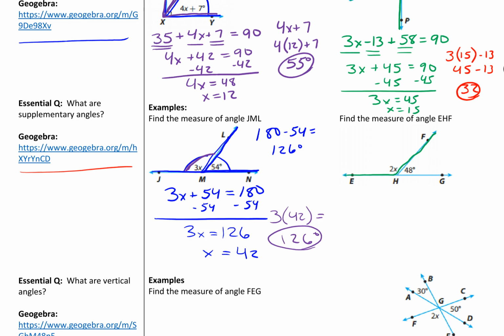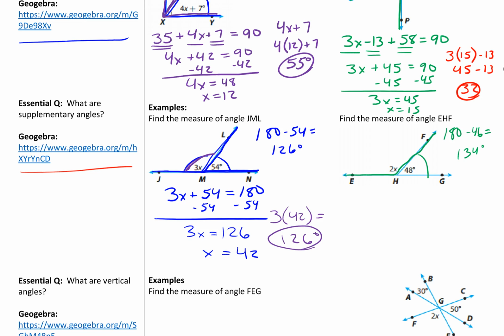Pause the video and I want you to try to find the measure of angle EHF on the second example here. All right, so just to figure out what our answer should be, we know that this angle is 48 degrees. So if I subtract that from 180, I'm going to get 134. Let me just double check my math real quick. Yeah, 134. So that's the answer we're going for here.